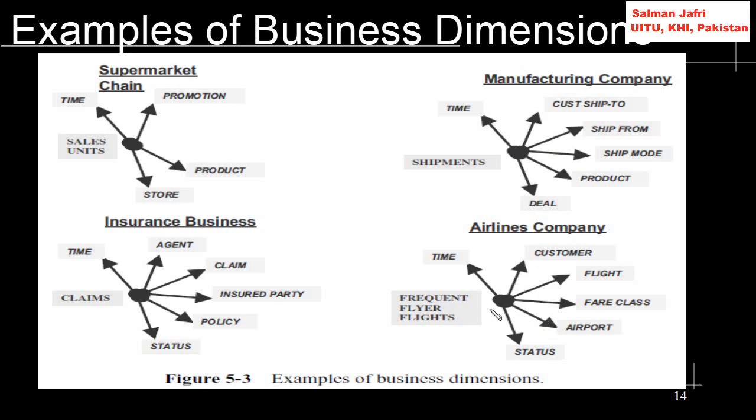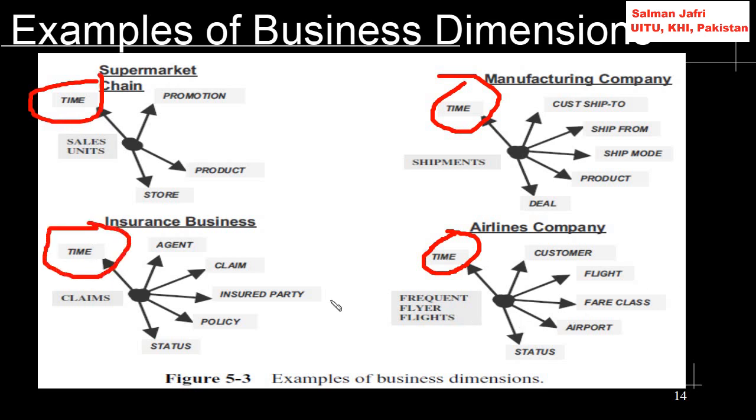For an airlines company, the subject would be frequent flyer flights, and the dimensions customer, flight, fare class, airport, status. So what is the common dimension in all these business dimensions? Notably, without any doubt, it is time. So it is a very important dimension. Almost all analysis is performed in terms of time.